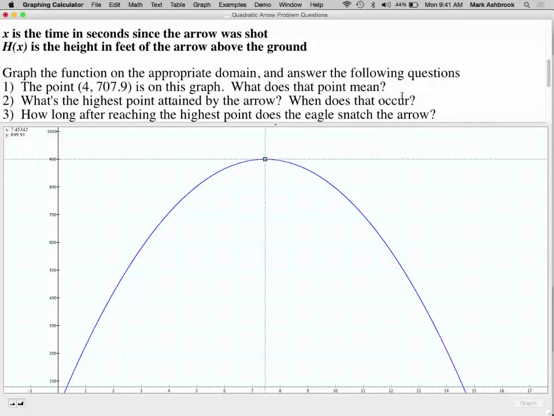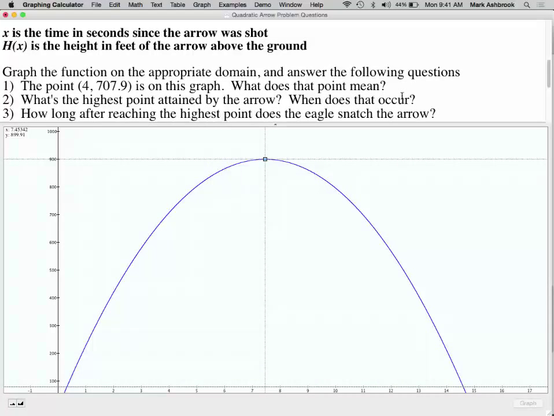Okay, here's an important question because you really had to make sense of the question. Let me write that down again. That was 7.453, 899. And so how are we going to find when the eagle snatches the arrow? What information do we have? 385. What is that? Input or output? Height. So it's a value of h of x. That's an h of x value, so it's going to be a y value on the graph.